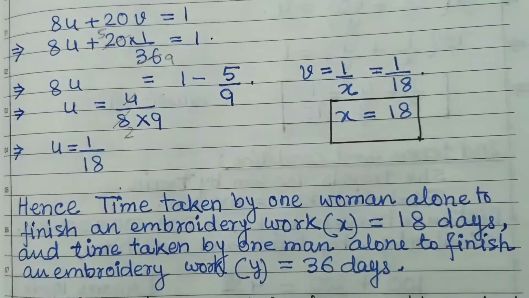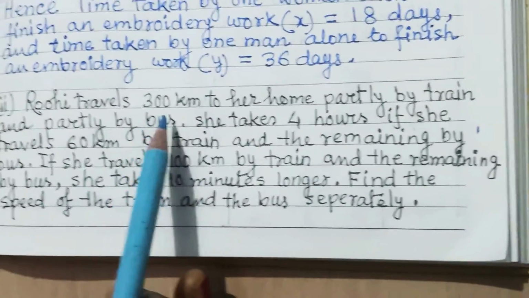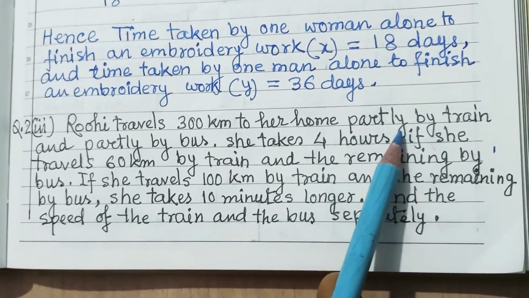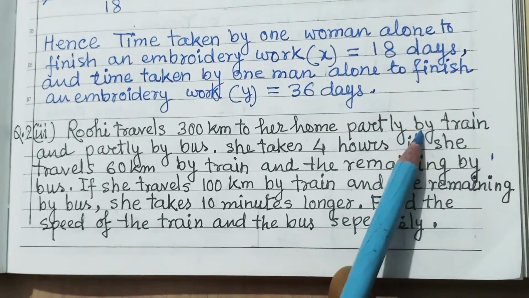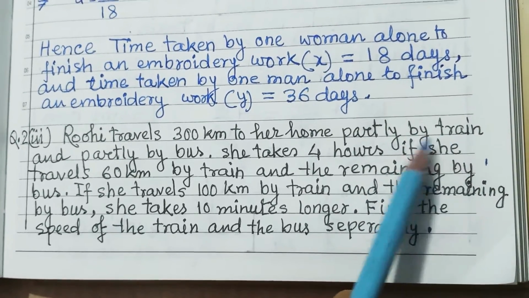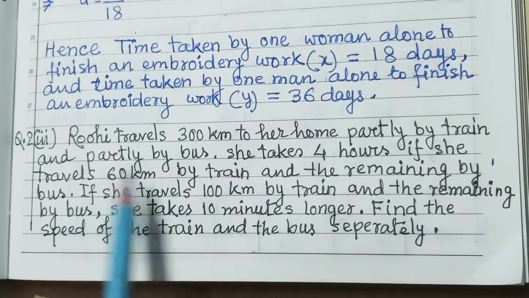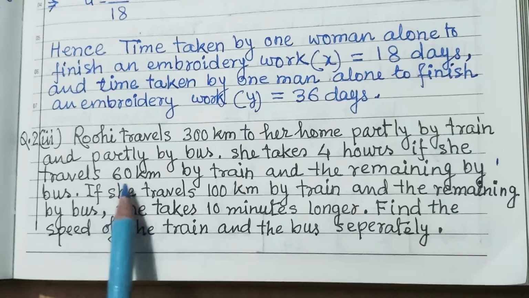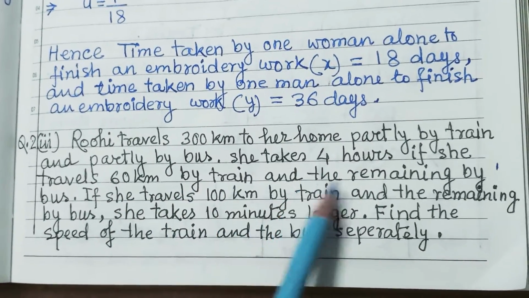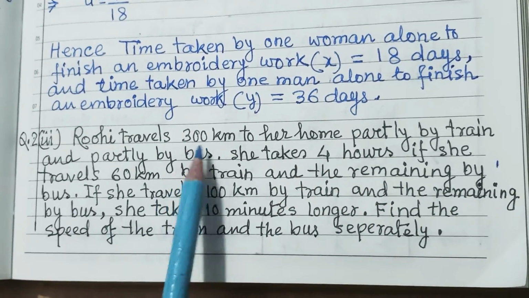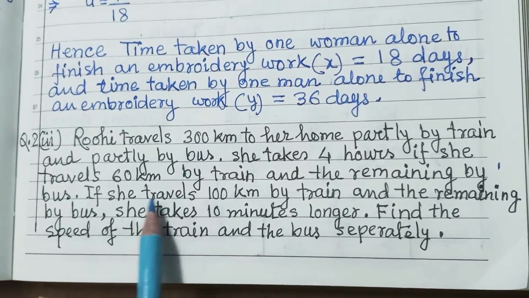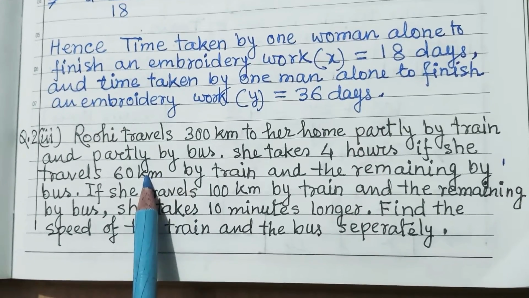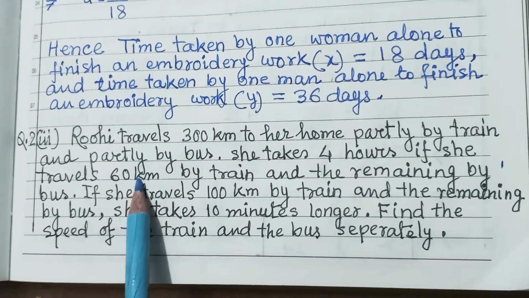Okay. Now next is, Rohi travels 300 km to her home, partly by train and partly by bus. She takes 4 hours if she travels 60 km by train and the remaining by bus. Out of 300 km, 60 km she is traveling by train. So the remaining is 240 km by bus.